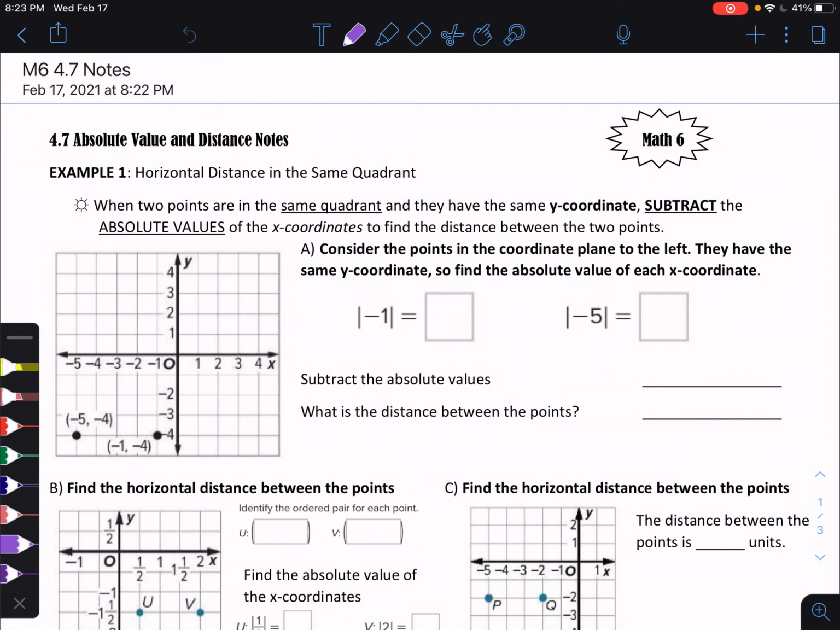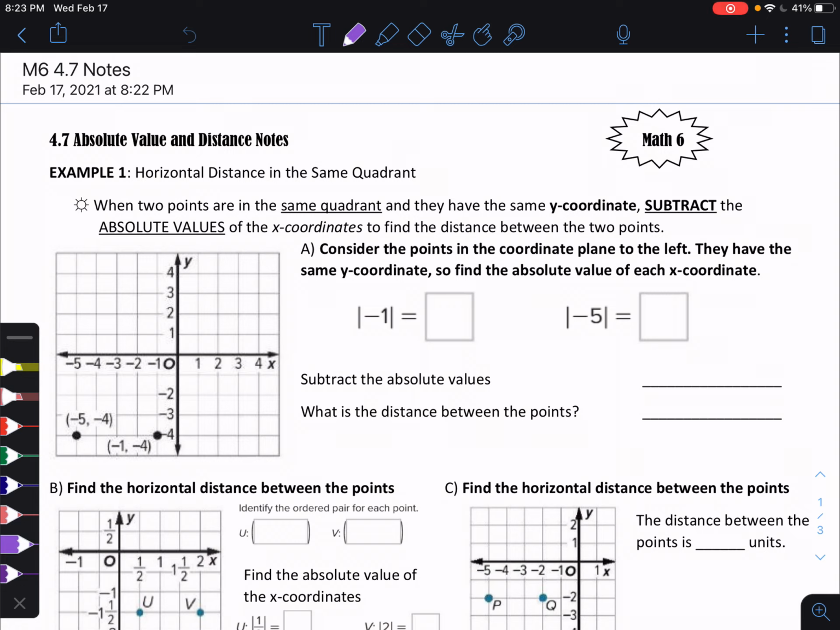Hey everyone, today we are going to be talking about using absolute value to find distance between points on the coordinate plane. We're going to talk about when points are in the same quadrant, so they are on the same side of either the x or y axis, and then we're going to talk about when they are in different quadrants, or opposite sides of one of the axes. We're going to talk about horizontal distance as well, and then vertical distance.